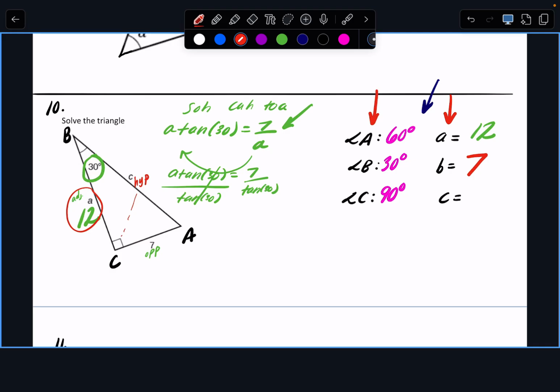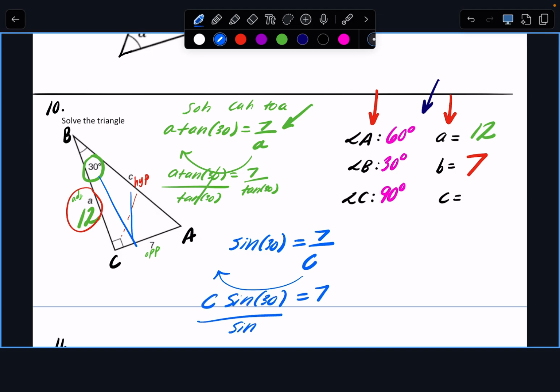So then, do you guys want to use Pythagorean theorem or do you want to just use trig? Let's do trig, okay. Then that would be opposite over hypotenuse. Is that sine? So sine of 30 equals opposite over hypotenuse. So then we'll times our c up. So it'd be c sine of 30 equals 7. We'll then divide by sine of 30. We'll get the same answer either way because math is math. It's correct. It's just which way do you want to do? 7 divided by sine of 30 is 14.